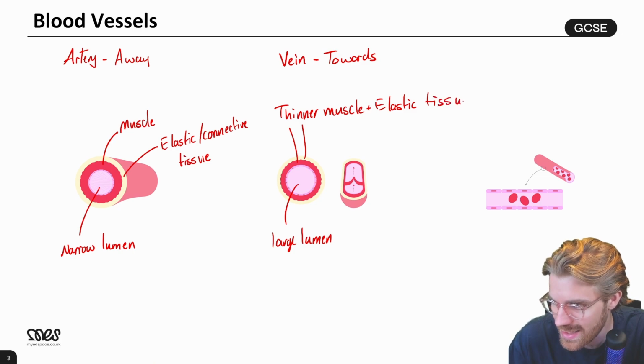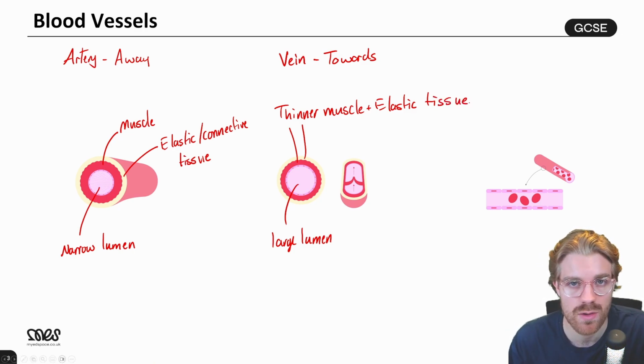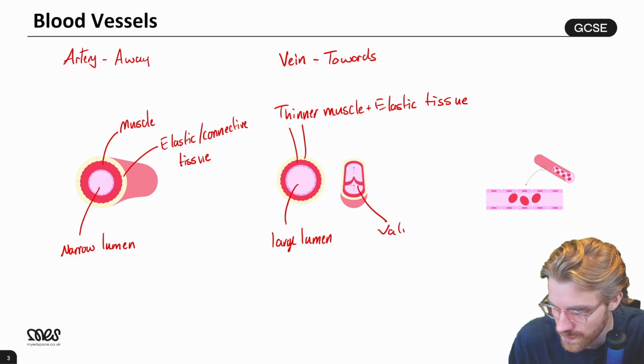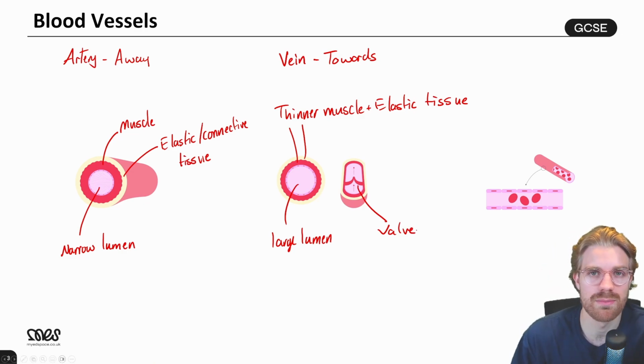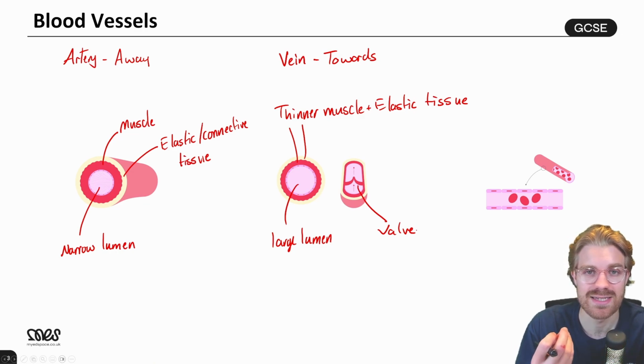And as well as the muscle and elastic tissue, in order to prevent the backflow of blood, to prevent it going the wrong direction, the veins also have valves. Now, why would the backflow of blood be a problem? Why would it be bad for blood to flow from the ventricles into the atria or to go backwards through the blood vessels?